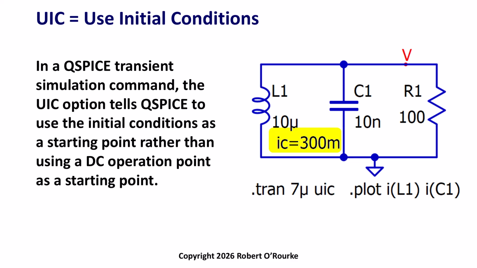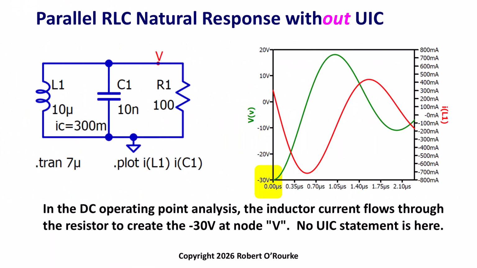What's the significance of skipping the DC operating point analysis? For some cases, like this parallel RLC, performing the DC operating point before a transient analysis won't simulate the instantaneous initial condition response. Let's start by comparing the opposite case without UIC.